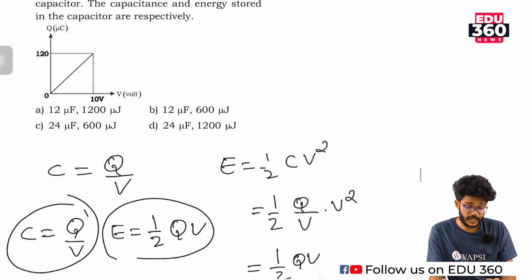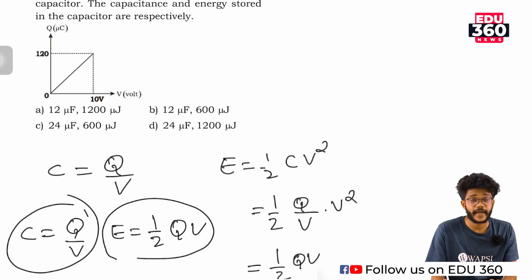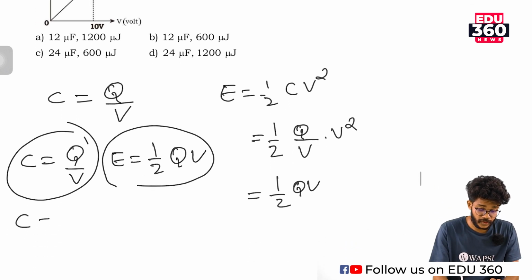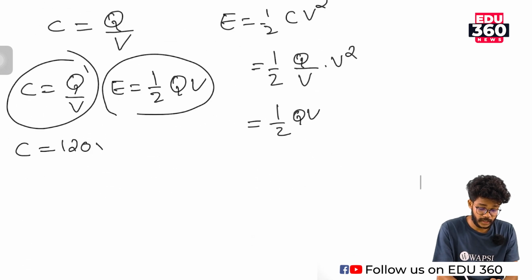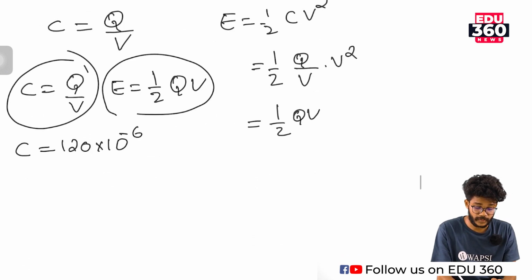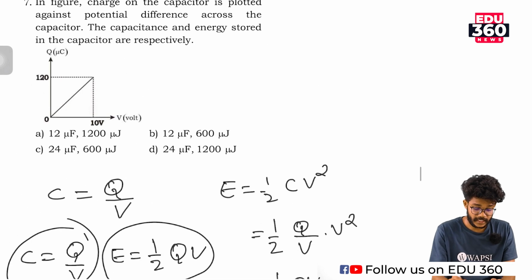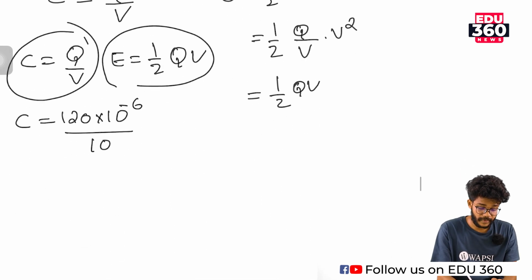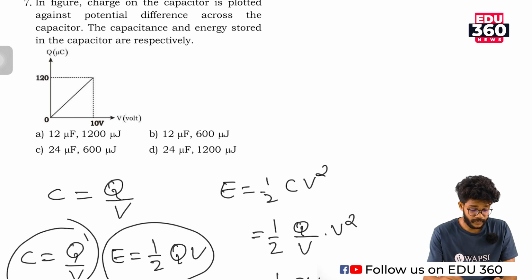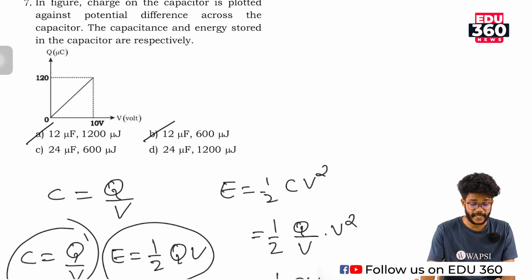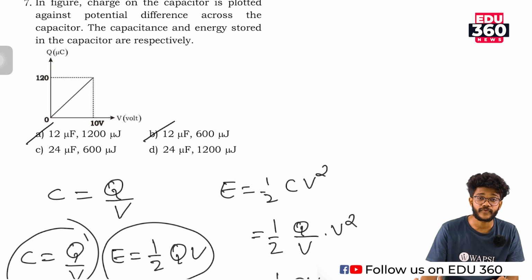For 10 volt of potential difference, there is 120 microcoulomb of charge. Substitute C is equal to Q, 120 into 10 raised to minus 6 coulomb, divided by potential 10. So the capacitance is 12 microfarad. Option A and option B both have the capacitance as 12 microfarad.